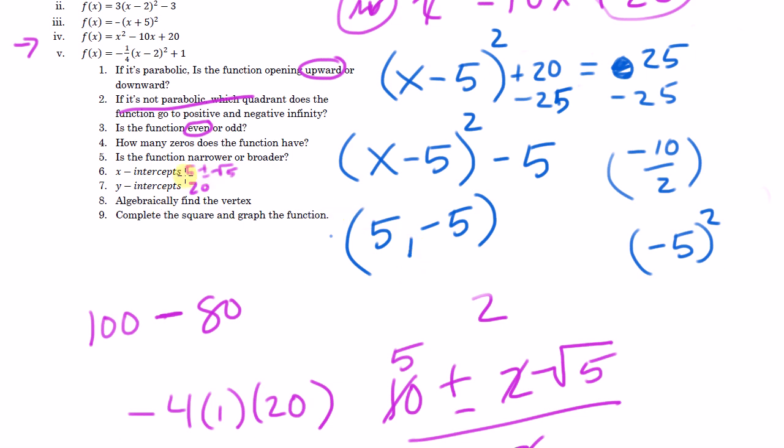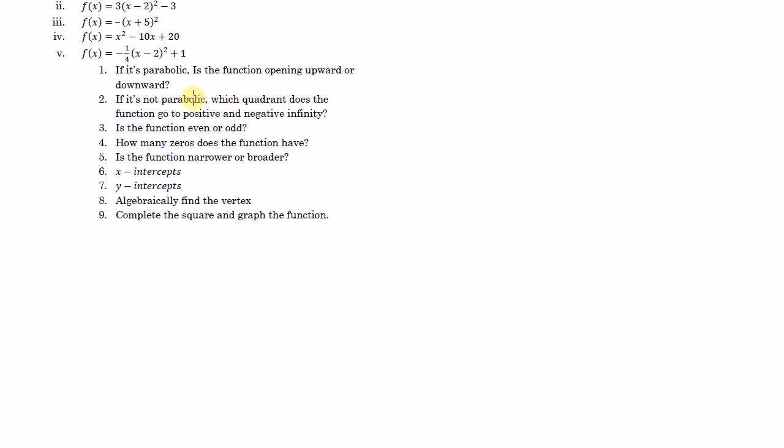All right, and I guess when we're done, how many zeros does the function have? This function has 2. The other function, we would have put 1. Narrower or broader? It was neither for that last one. And then, okay, so 5.